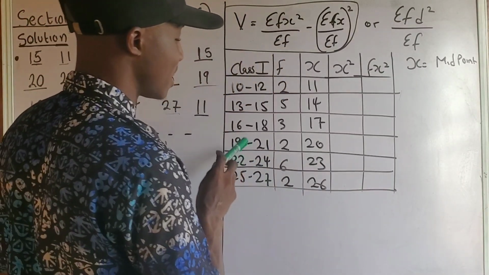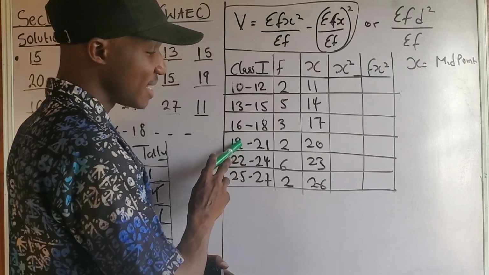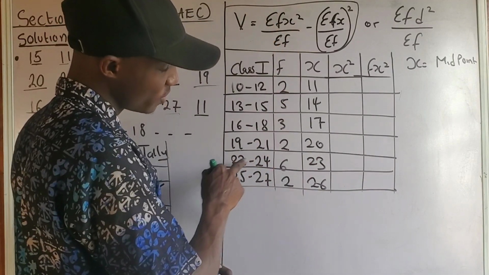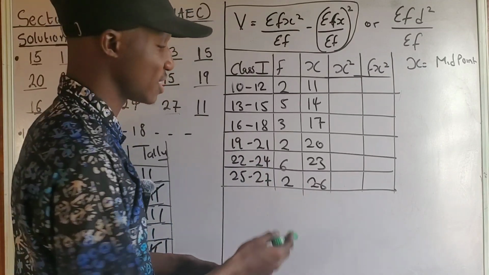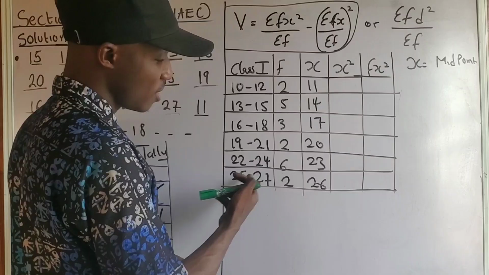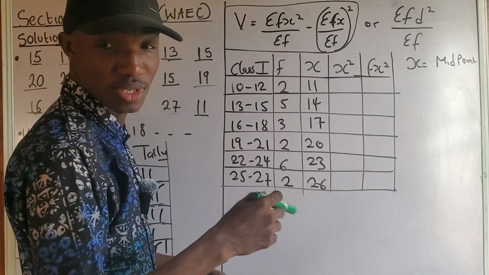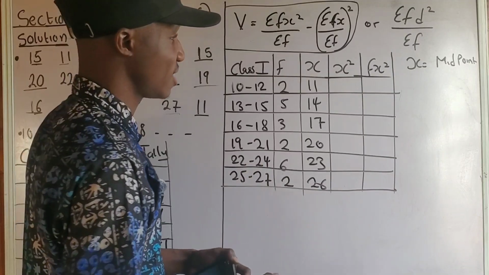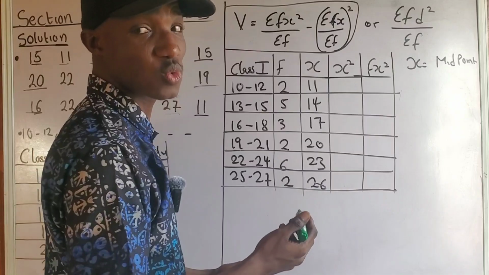I hope you understand how I got these values. Just sum the lower and upper limits together. 19 plus 21 is 40. 40 divided by 2 is what? 20. 22 plus 24 is 46. 46 divided by 2 is 23. 25 plus 27 is 52. 52 divided by 2 is 26. Do you understand?